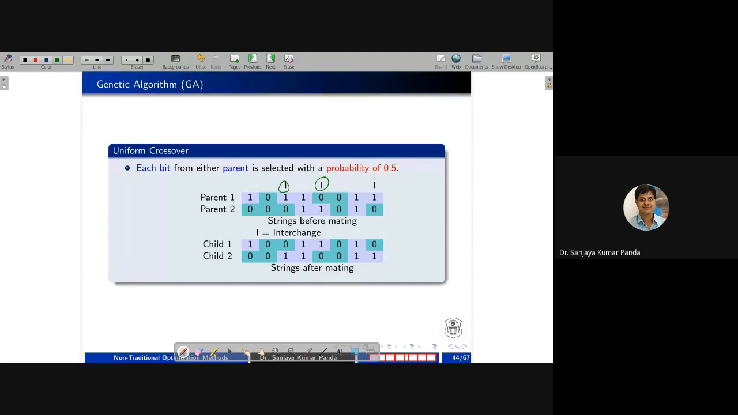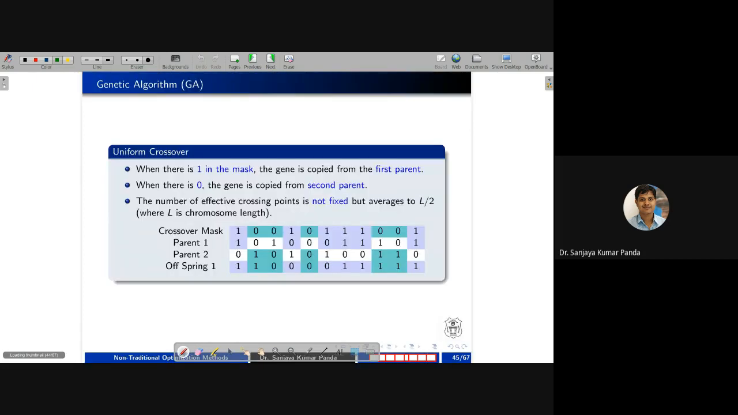For example, here I have to take the parent 1 value to child 1, parent 1 value to child 1. When there is an interchange, I'll take the parent 2 value to child 1, parent 2 value to child 1. Similarly, here parent 1 value to child 1. Here there is an interchange, so I am taking the parent 2 value as child 1 and so on. So we select parent 1 and parent 2 with a probability of 0.5.